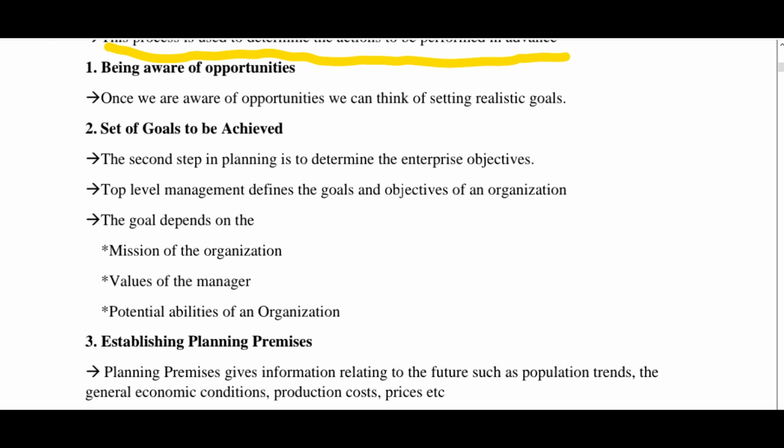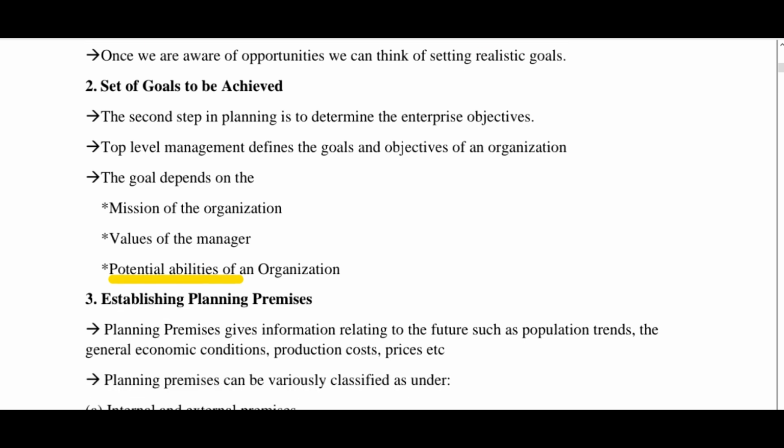an organization. The mission of the organization may be to create an electric car, and to create that, the manager should be capable and should know something about automobiles. To create a car, a company should have potential abilities, like a factory to create a car, something like that.